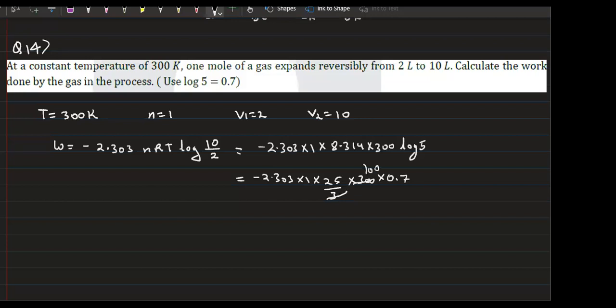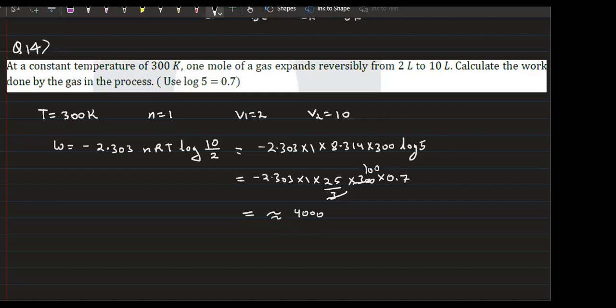If you solve this, you will get your answer, which is almost equal to, I'll be doing approximation, so it is 2.3 and then 0.7. This 100 will get cancelled. So 23 into 7 into 25, as simple as that. After solving, it will be somewhere around 4,000. So this was your basic formula putting and getting.